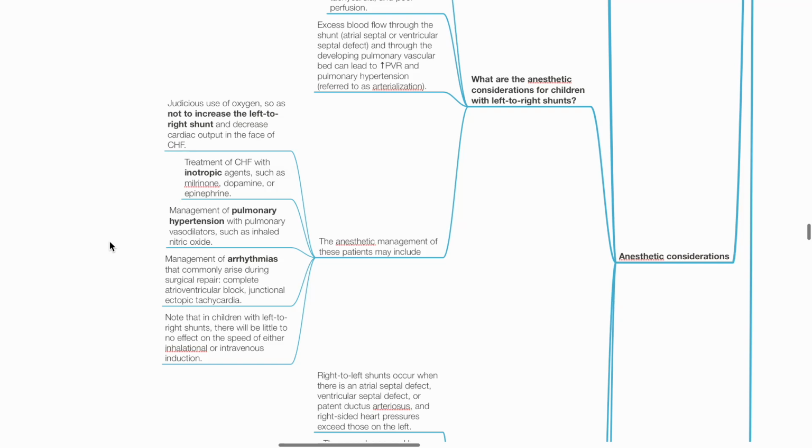Treatment of congestive heart failure with inotropes such as milrinone, dopamine, or adrenaline. Management of pulmonary hypertension with pulmonary vasodilators such as inhaled nitric oxide. Management of arrhythmias that commonly arise during surgical repair, such as complete AV block and junctional ectopic tachycardia. Note that in children with left to right shunt, there will be little to no effect on the speed of either inhalational or IV induction.